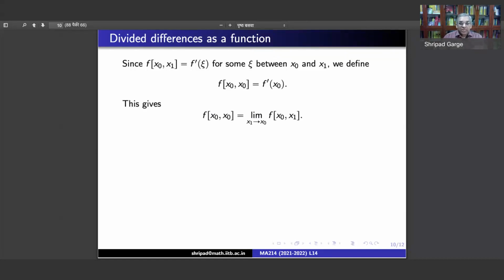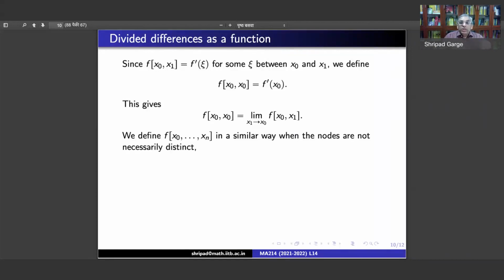Okay, we go one step higher. First of all, this gives the equality because if you are computing f[x0, x1] and then letting x1 go to x0, f[x0, x1] is really (f(x0) minus f(x1)) upon (x0 minus x1), and if you take the limit x1 going to x0, that is really the derivative of the function at x0, by the very definition of the derivative. So we get the equality from the continuity of the function f[x0, x], but we will come to that later. We are now going to define x0 up to xn in a similar way, whenever the nodes are not necessarily distinct, by taking limits.